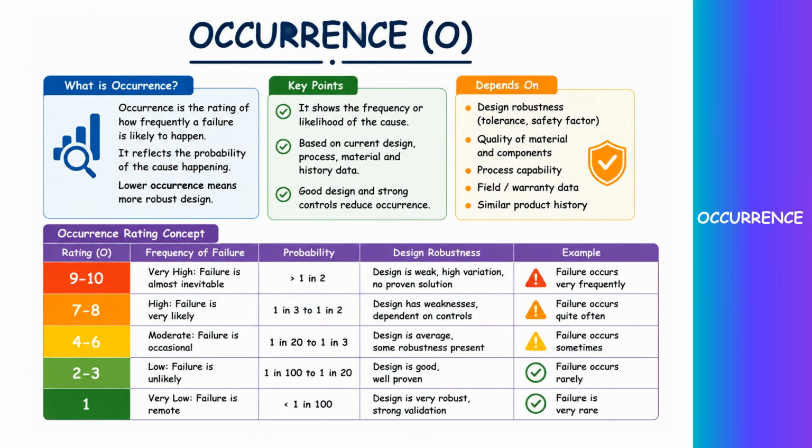Next comes occurrence. Occurrence means how frequently the failure is likely to happen. In simple words, probability of failure. If the design is weak or similar failures already happened in older projects, occurrence becomes higher. Good design robustness reduces occurrence. For example, better material selection, stronger mounting, proper rib support, and good tolerance control all help reduce occurrence. Occurrence is strongly related to design quality and engineering robustness.